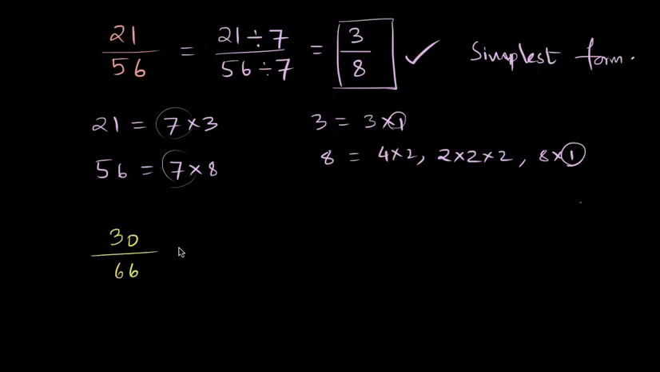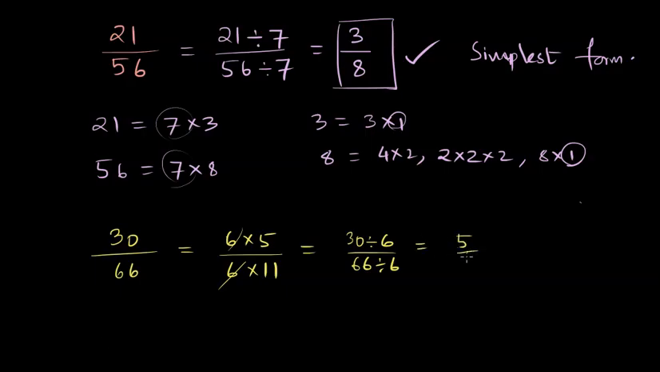So if we have 30 by 66, how can we write 30 and 66? We can write 30 as 6 times 5, and we can write 66 as 6 times 11. And an easy way to find the simplest form is to just cancel out the common factors from numerator and denominator. Now you can also write 30 by 66 as 30 divided by 6 and 66 divided by 6, because you know that 6 is a common factor, and once you do that you get 5 divided by 11. This is the same thing here. And is there any factor that divides 5 and 11? No, and that's why this is a simplest form.